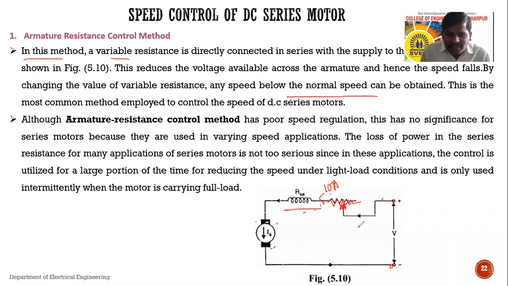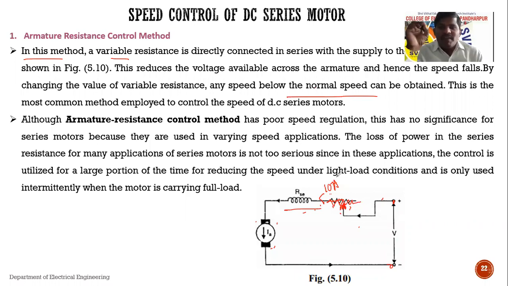Or suppose we are inserting some resistance. Initially there is no resistance, and in series we insert resistance. Due to that resistance inserted in series with the field as well as the armature, because both are in series, the voltage appearing across the armature will be reduced. The voltage appearing across the armature, that means Eb, will be reduced.